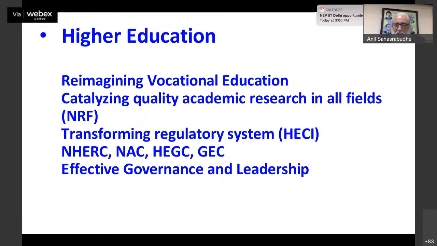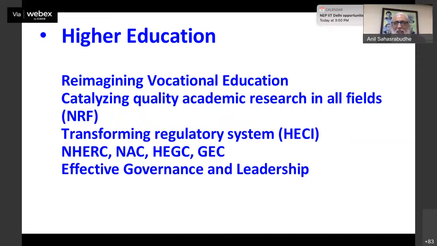Transforming the regulatory system is another very important area touched upon by the new education policy. We have today several regulatory bodies. Of course, as far as IITs are concerned, or now even IIMs or NITs are concerned, they are not regulated by any particular organization except funding which comes from the ministry directly. There are other colleges and universities which are governed by multiple regulatory bodies.